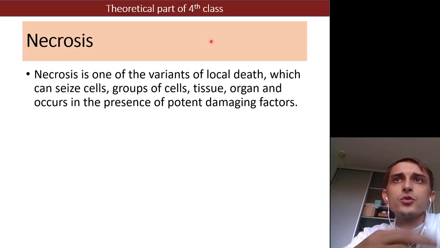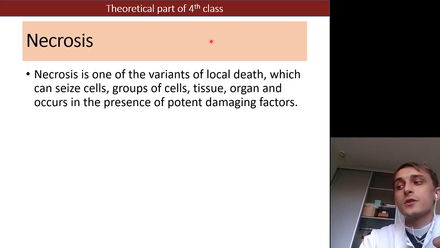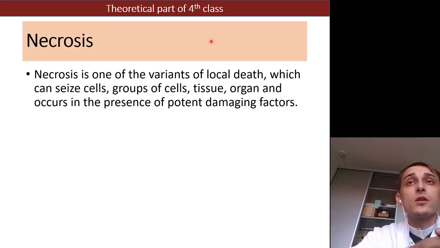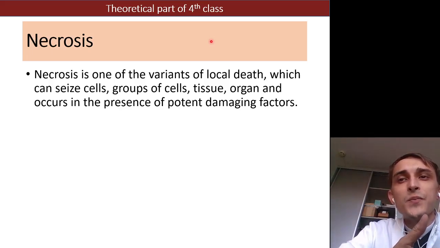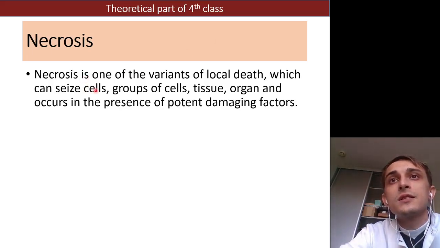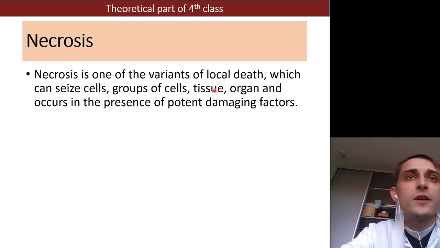First of all, we should give the definition of necrosis, and we will start from cellular death. Necrosis is one of the variants of local or cellular death, and according to it, we may see death of cells or a group of cells or tissue, part of the tissue or part of the organ, and we may see that necrosis develops under the influence of some pathological factors.